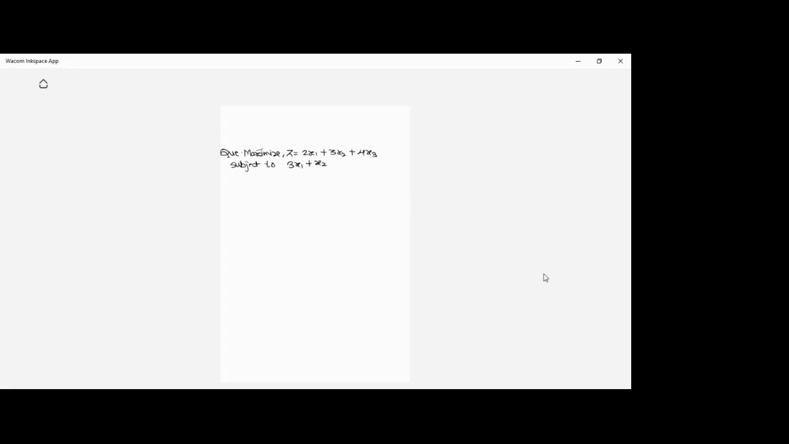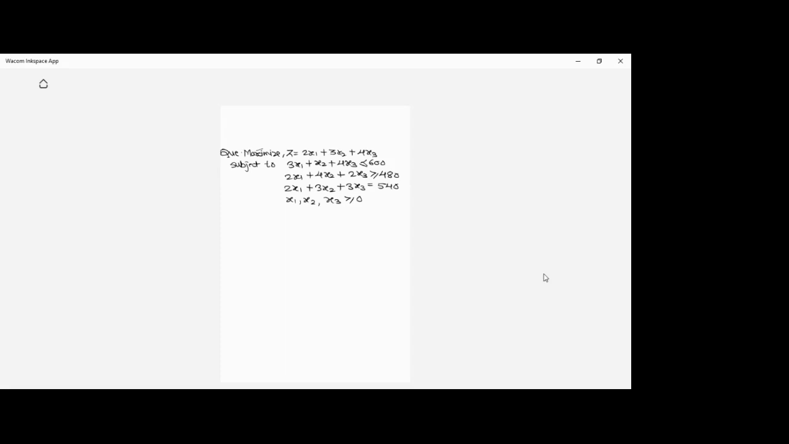3x1 plus x2 plus 4x3 less than or equal to 600. Then we have another constraint which is twice of x1 plus 4x2 plus twice of x3 greater than or equal to 480. And then we have twice x1 plus thrice of x2 plus thrice of x3 is equal to 540. We have one more constraint, that is x1, x2, x3 are greater than or equal to 0. So this is the question that they have given.